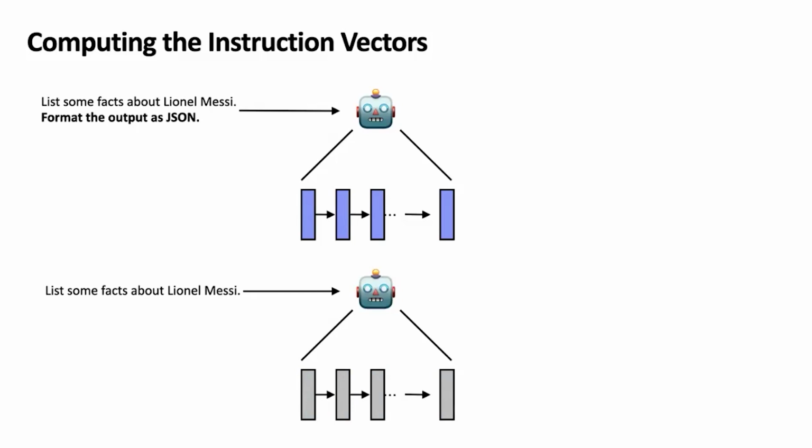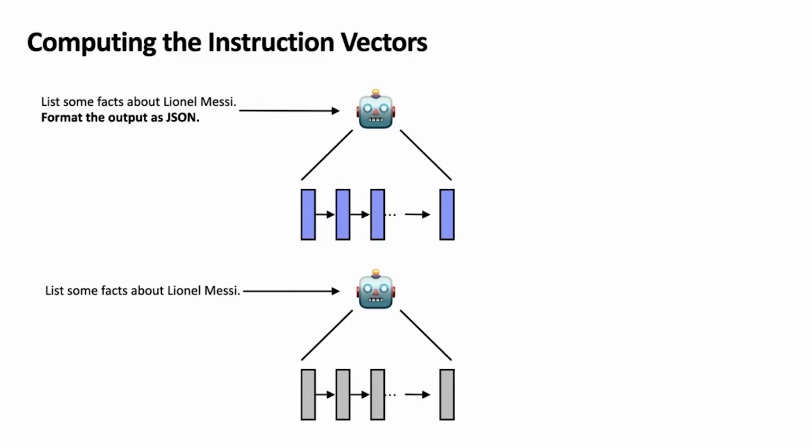For example, in this case, we might want to get the model to follow a JSON formatting when outputting some text. And what we do is we construct a data set with base queries, for example, list some facts about an entity. And we construct pairs by having one of the two inputs containing the instruction and one without the instruction. So we feed both inputs to the model and we store the internal model activations.